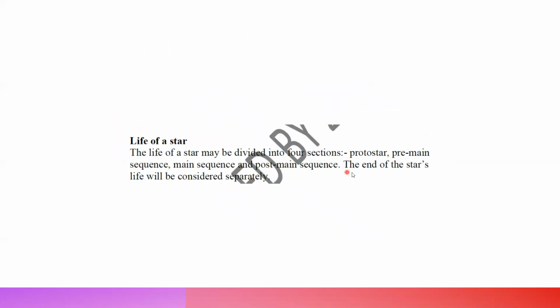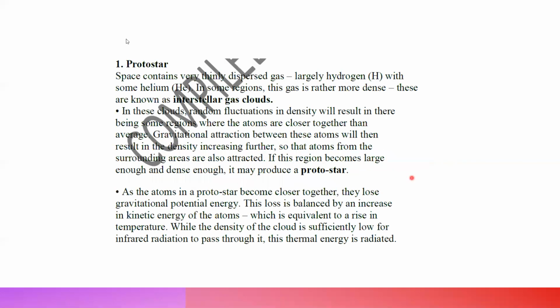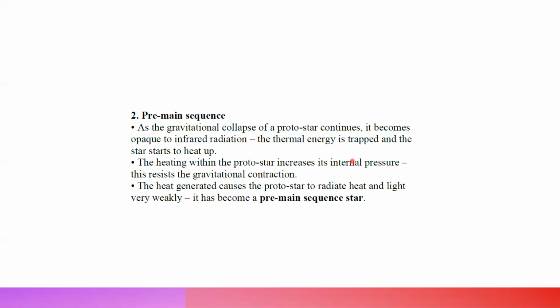The life of a star is divided into protostar, main sequence, and post main sequence. In the protostar stage, hydrogen and helium come together, and gravity causes the particles to come closer to each other. Then it becomes a pre-main sequence star: in the gravitational collapse, the protostar becomes opaque and absorbs infrared radiation, not allowing it to escape. So it creates two things: radiation pressure and gravitational pressure.